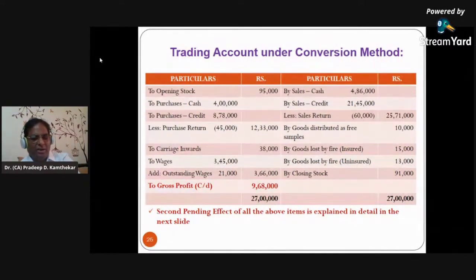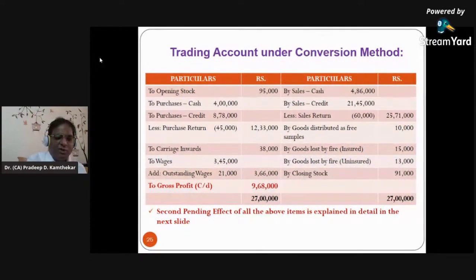Now here they are added on the debit side of the trading account. So the credit effect is pending. Now this credit effect will be shown on the liability side of the closing balance sheet, because the liability side always has credit items, and those items which are shown on the liability side as a subtraction or deduction or less, they are debit items. So for these outstanding wages, the debit effect is the trading account debit side, which you are seeing here, and the credit effect is the balance sheet liability side.